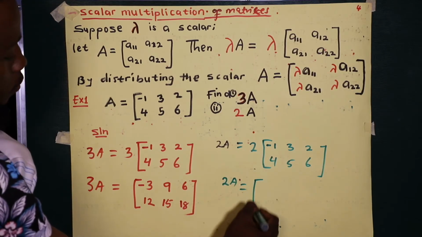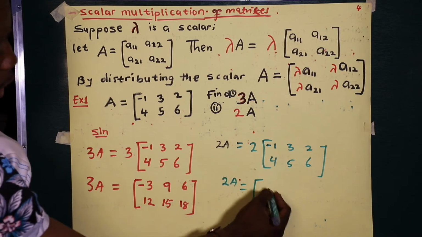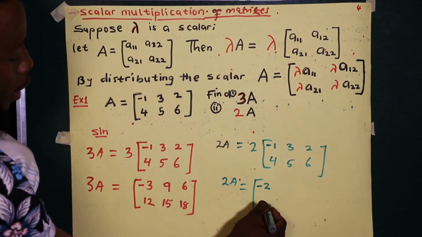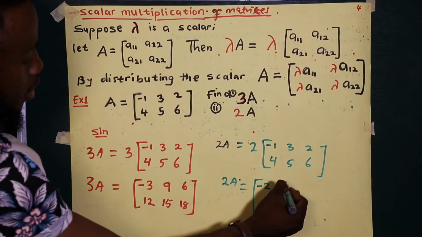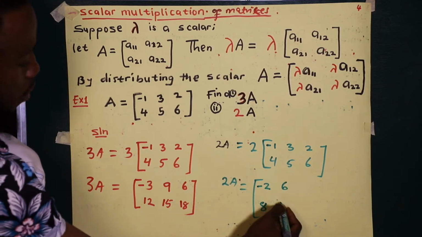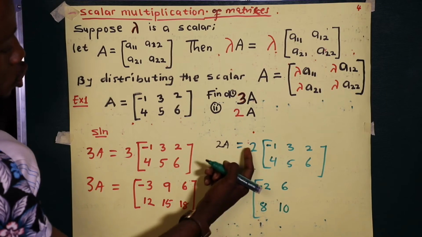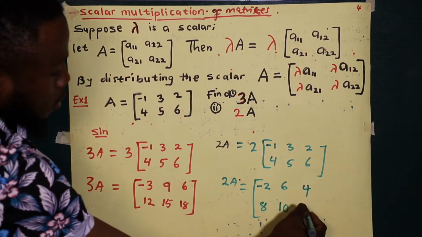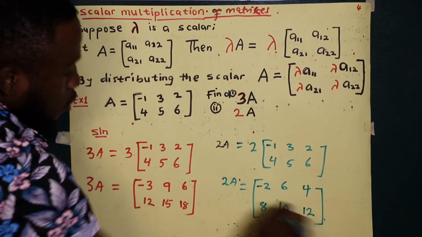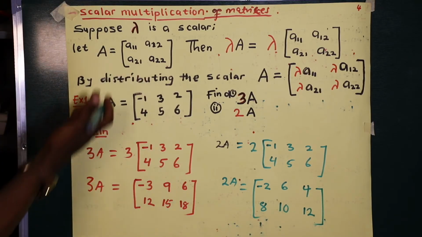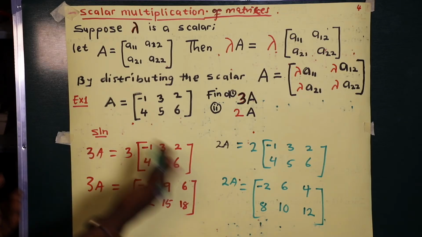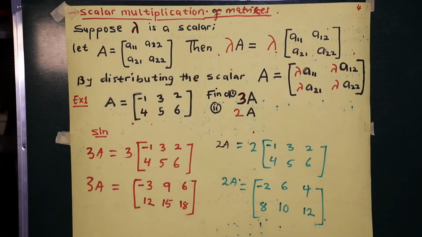2A will be 2 times minus 1, minus 2. 2 times 3, 6. 2 times 4, 8. 2 times 2, 4. 2 times 5, 10. 2 times 6, 12. So this is how we make the operation of scalar multiplication of a matrix, by distributing the scalar to the matrix.